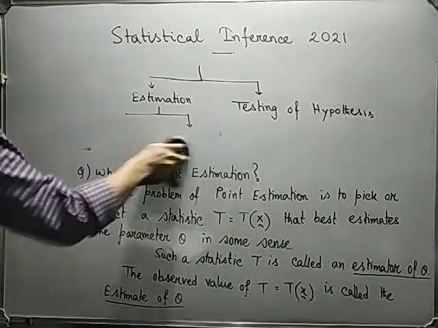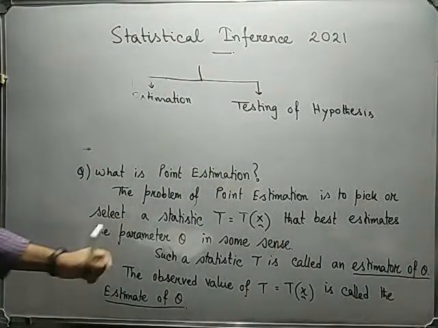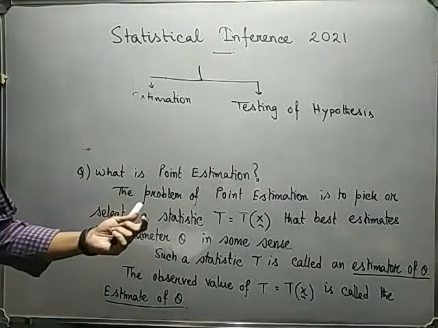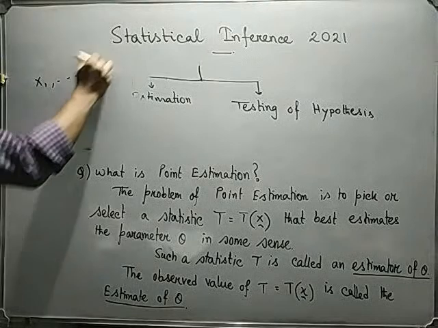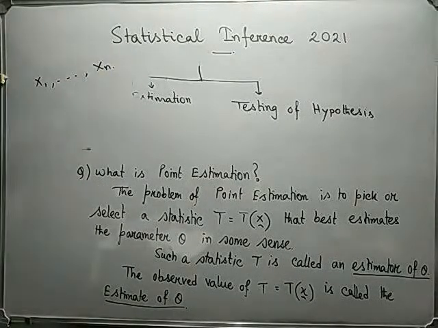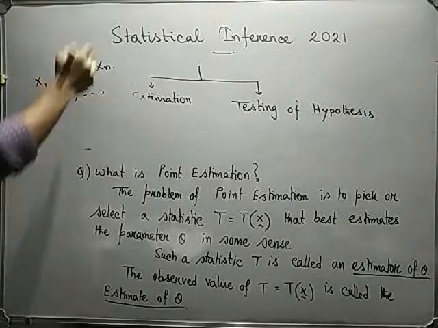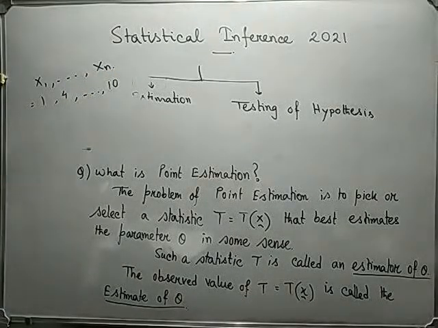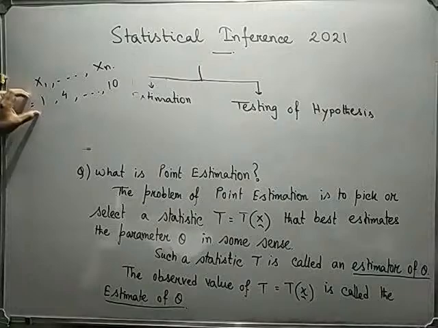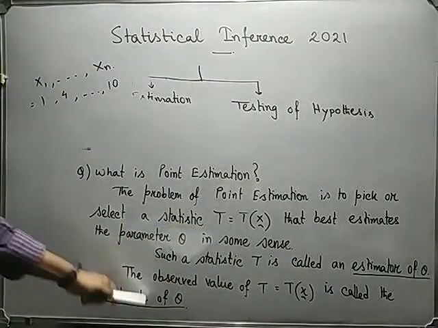Now, what is observed value? Observed value is that value which is based on the given sample. So if you have the random variables x1, x2, xn, and it is given to us that x1 takes the value 1, x2 takes the value, let's say, 4, and xn takes the value, let's say, 10, then based on these particular values, we can construct the capital T(x), which will be the estimate of theta.